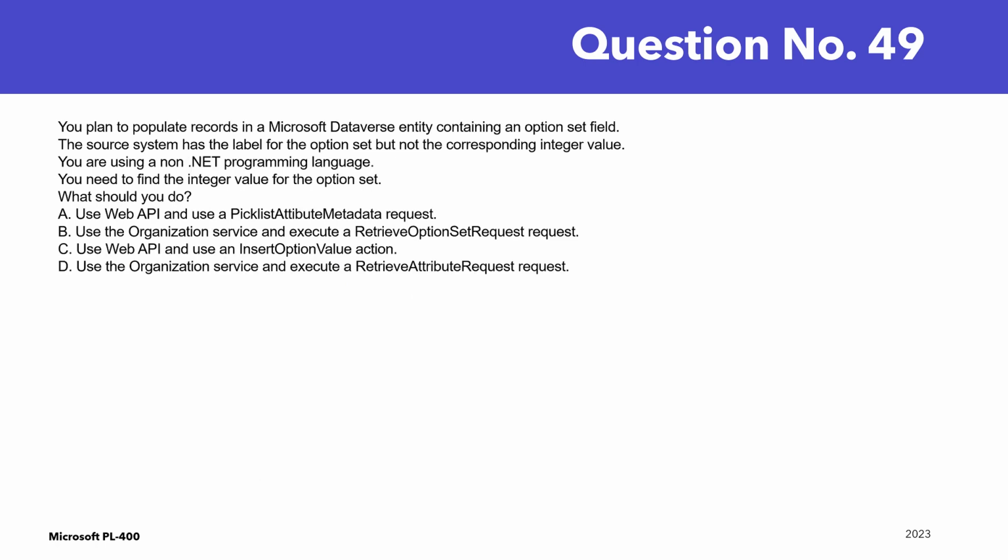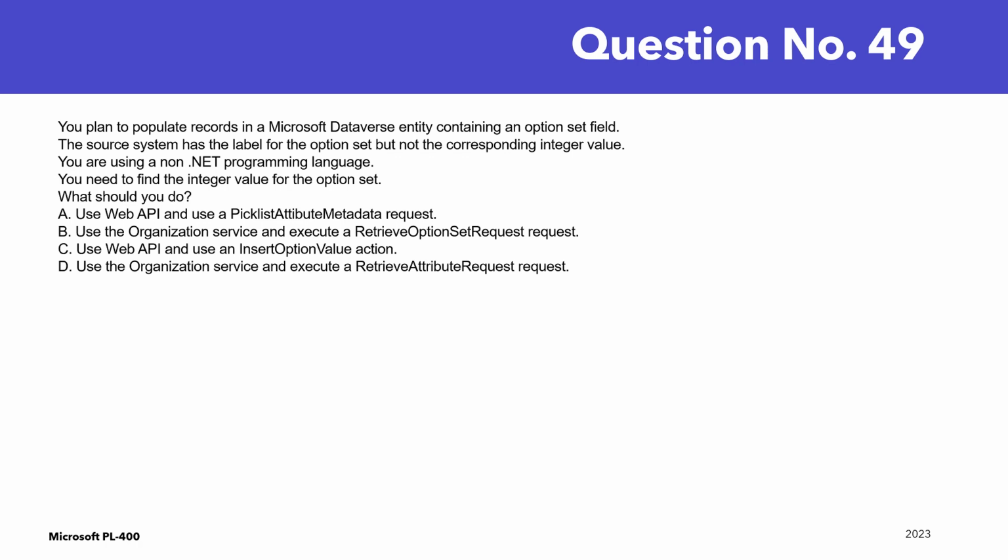You plan to populate records in a Microsoft Dataverse entity containing an option set field. The source system has the label for the option set but not the corresponding integer value. You are using a non-.NET programming language. You need to find the integer value for the option set. What should you do?